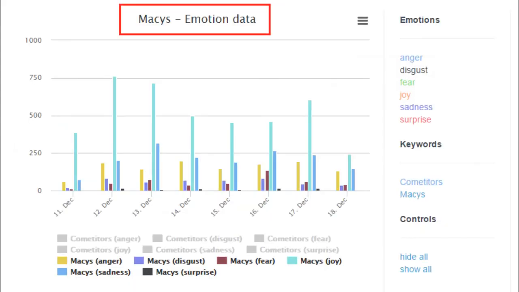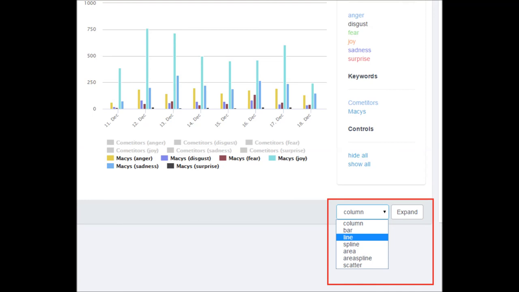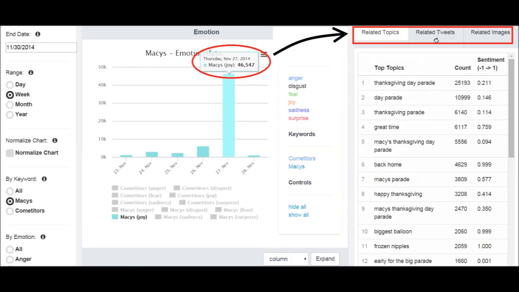The Emotion tab provides an analysis of a range of emotions such as fear, anger, joy, surprise, sadness, and disgust. The data can be visualized in different formats such as bar, line, area, or scatter plot. Corresponding to each emotion at a given timestamp, the right pane displays the top topics, related tweets, and images.